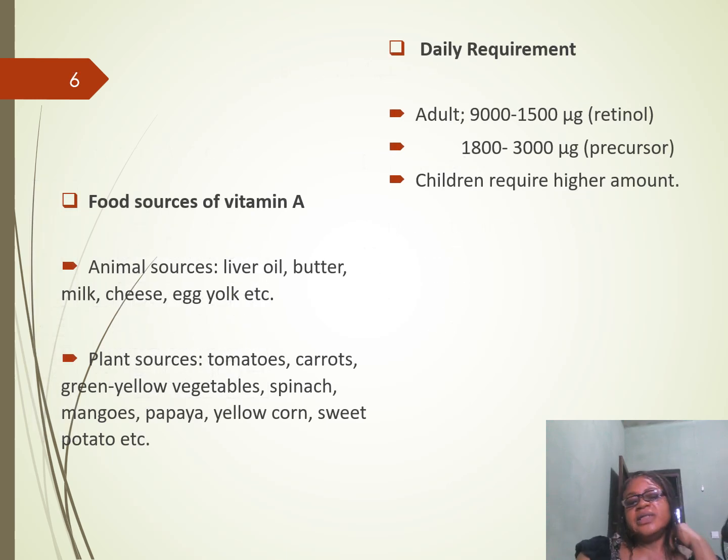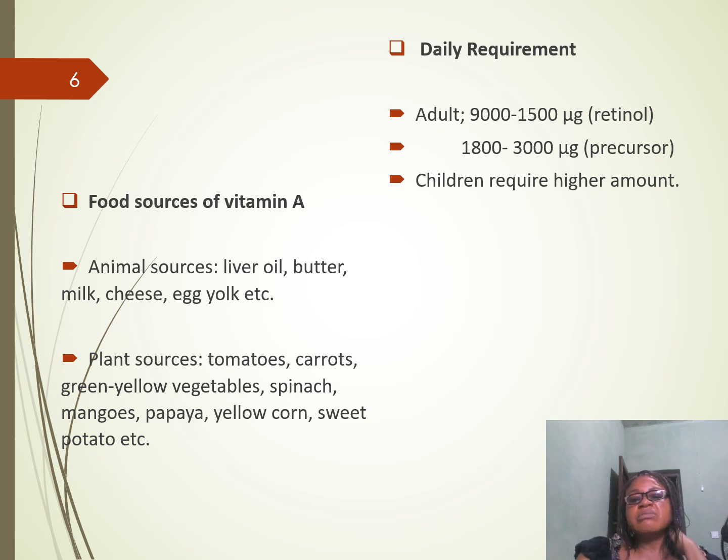So let's look at the food sources of vitamin A. Like I earlier said, the animal sources include the liver, oil, butter, milk, cheese, egg yolk, and so on. For the plant sources, any orange-colored, yellow-colored, or red-colored plant is expected to have beta carotene content. So you have tomatoes, carrots, yellow-green vegetables, spinach, mangoes, papaya, yellow corn, orange-flesh sweet potato. There are so many of them. There are also local fruits within our different vicinities that have these colors. It's an indication that they may have a trace of beta carotene in them, which is a precursor of vitamin A.